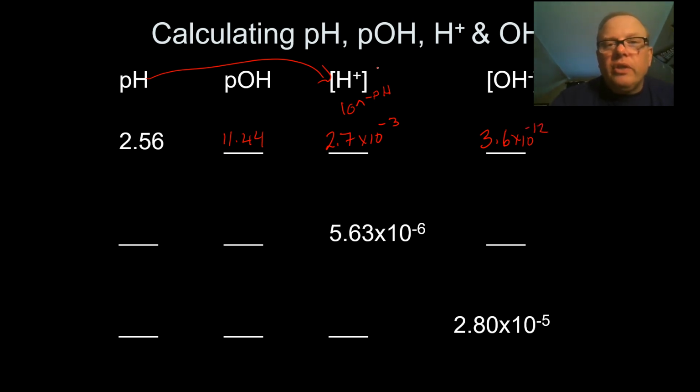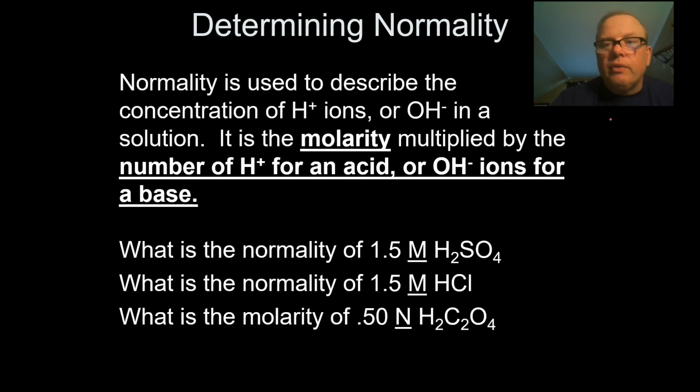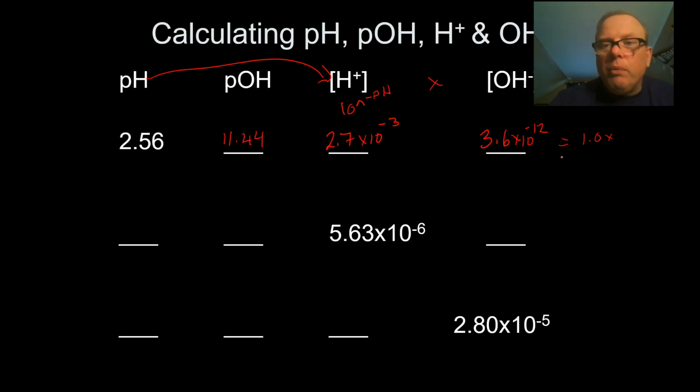Now, the interesting thing is here, if you take the hydrogen ion concentration and multiply it by the hydroxide concentration, they should both equal somewhere around Kw, 1.0 times 10 to the minus 14.